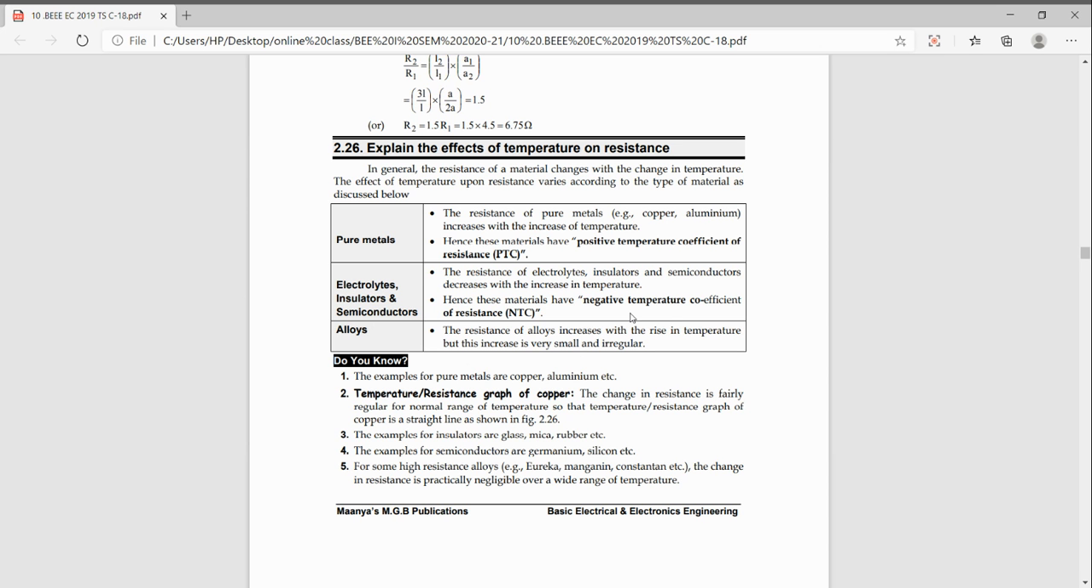So how is the effect of the temperature? As the temperature increases, the resistance of that material will decrease. The resistance of electrolytes, insulators and semiconductors will decrease with an increase in temperature. That is why this is called negative temperature coefficient. And the resistance of alloys increases with the rise in temperature, but this increase is very small and irregular. So for you, PTC, that is positive temperature coefficient, and negative temperature coefficients are important.